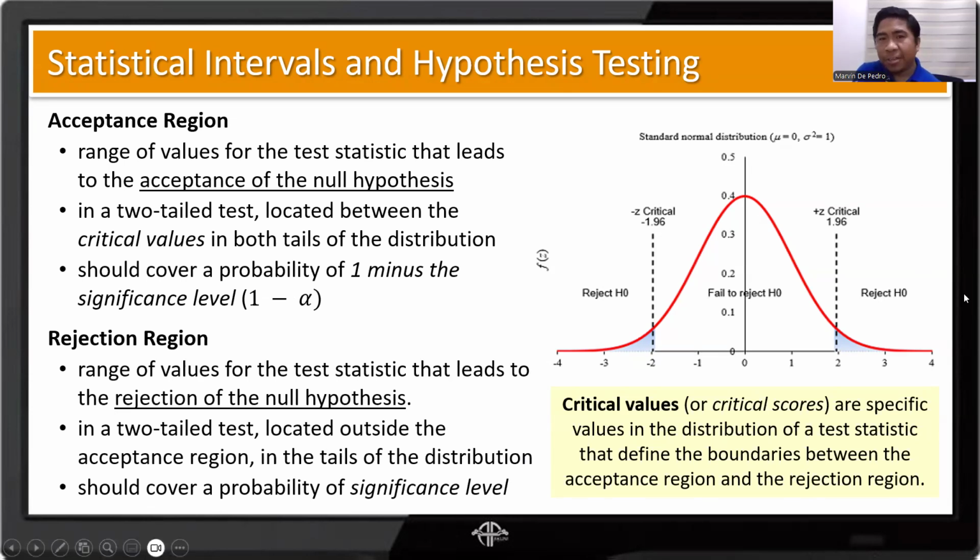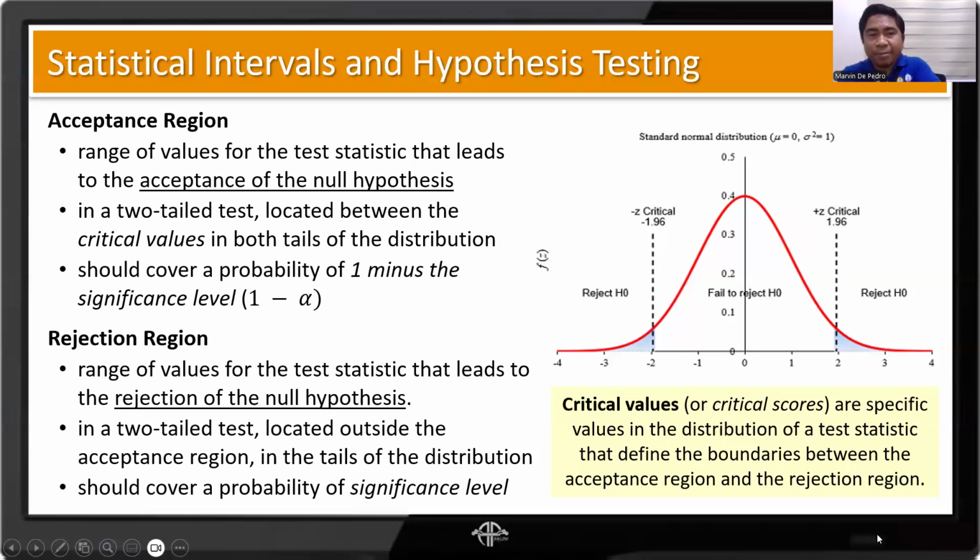The acceptance region refers to the range of values for the test statistic that leads to the acceptance of the null hypothesis. In this distribution, we have the critical values as our limits: the lower, negative critical value and the positive critical value. In this case, we are using the Z distribution, but the principle is the same for T, F, or whatever statistical test.